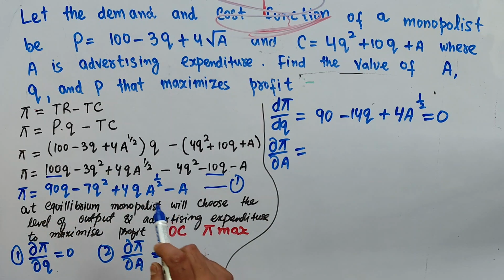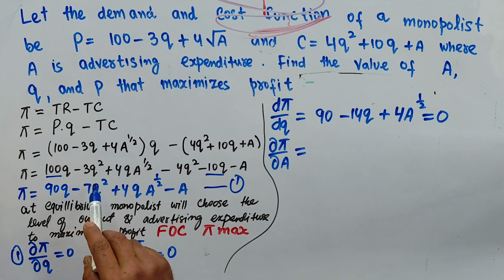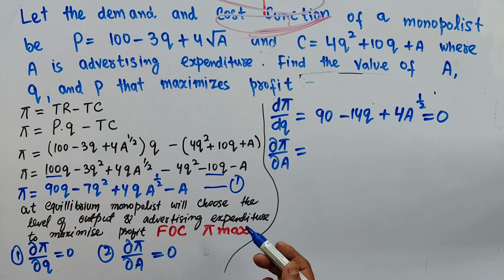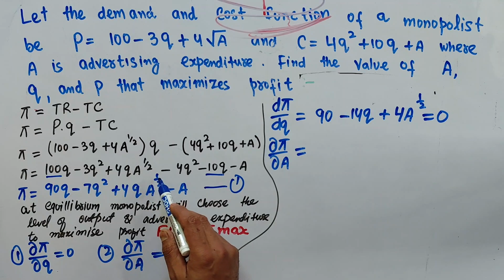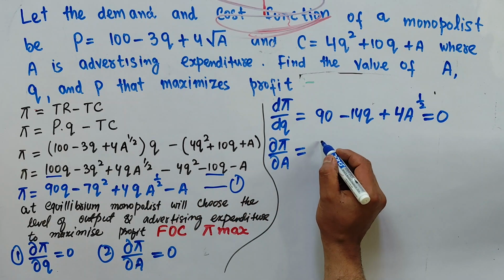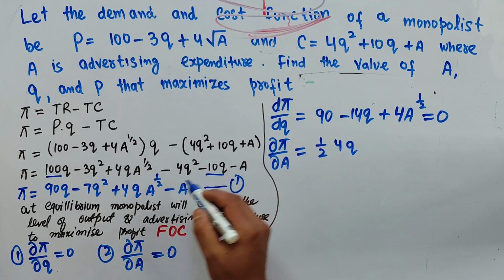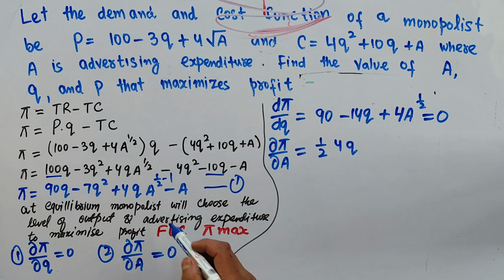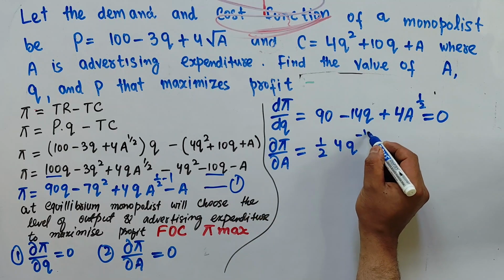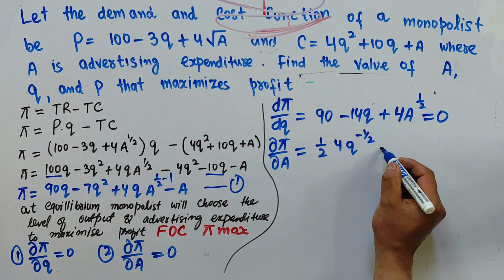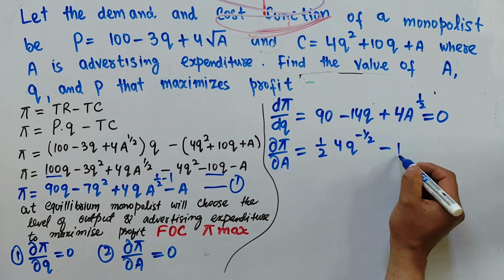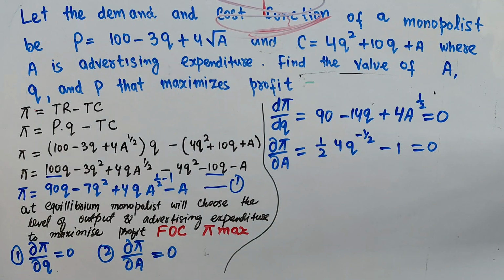So let's take the derivative this time with respect to a. Since no a is involved in the first two terms, the derivative will be equal to 0. Derivative of a raised power 1 upon 2 will become coefficient 4, then we have q, and the exponent of a is subtracted by 1. 1 upon 2 minus 1 is minus 1 upon 2, and derivative of a in the last term will be 1, and we set it equal to 0.